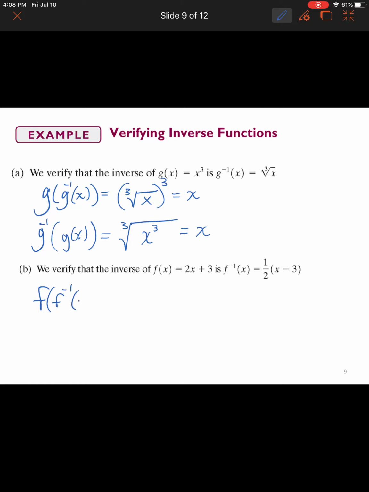f of f inverse equals 2 plus 3, and then we're going to go and put 1/2 times x minus 3 inside of that function f.